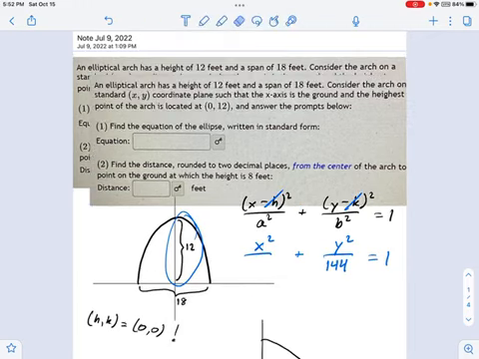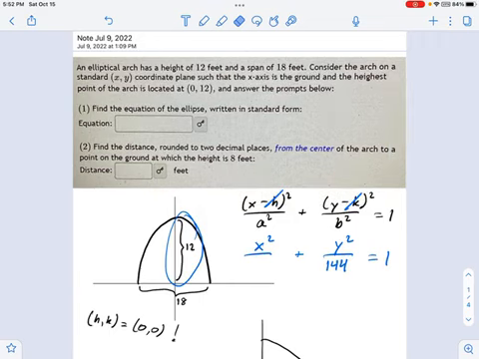Let me get my, oh no, what is happening? Okay, hold on. Eraser, that's all I wanted.